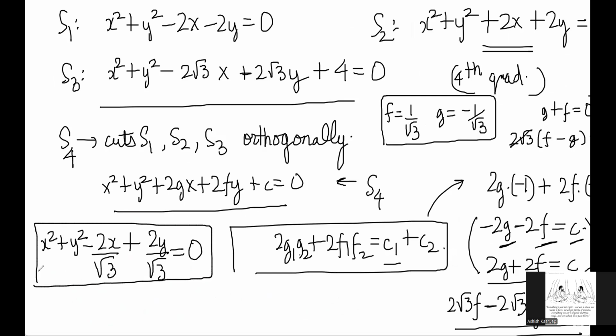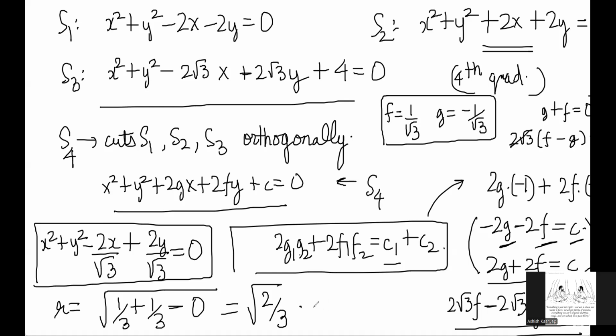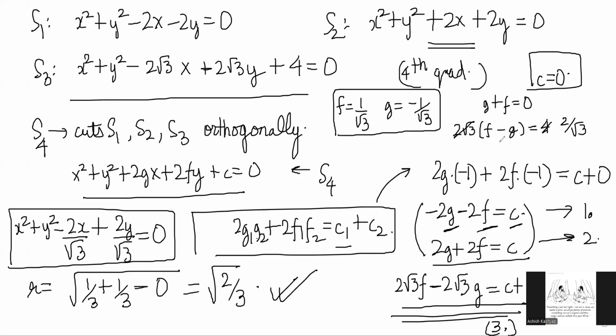And what is the radius of this circle? Radius of this circle becomes root over f square plus g square minus c, so 1 by 3 plus 1 by 3 minus 0. So radius of this circle is root 2 by 3, and that is the correct answer. So here, when we got the question and we were told that S1, S2 and S3 are being cut orthogonally, we are using the condition that an unknown circle cuts three given circles orthogonally, right? And that way we have found the solution.